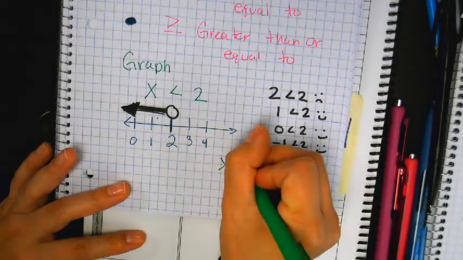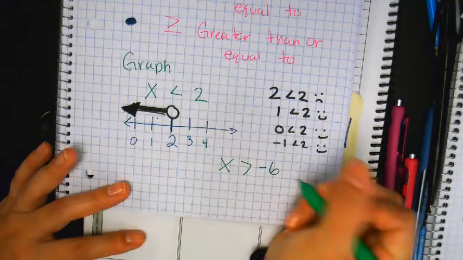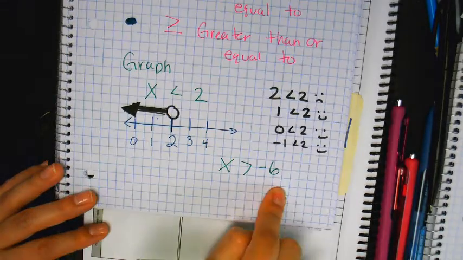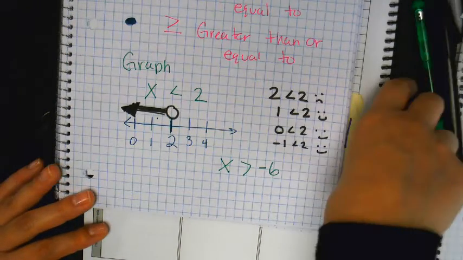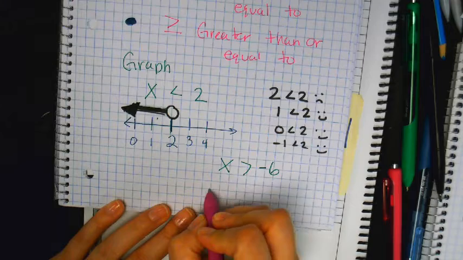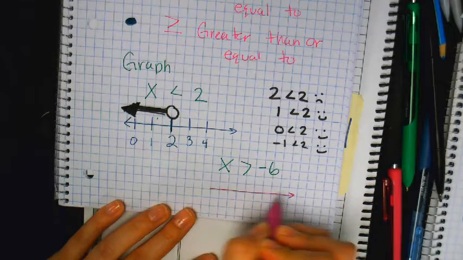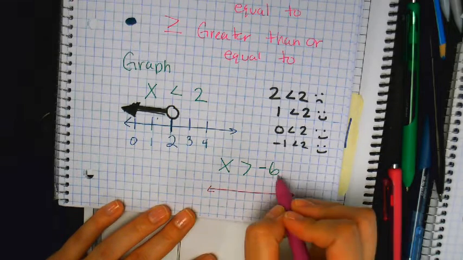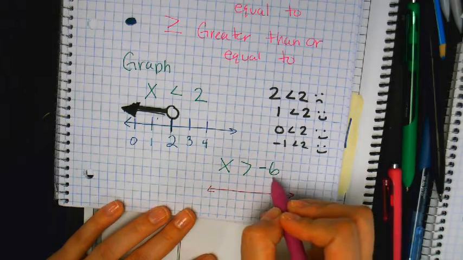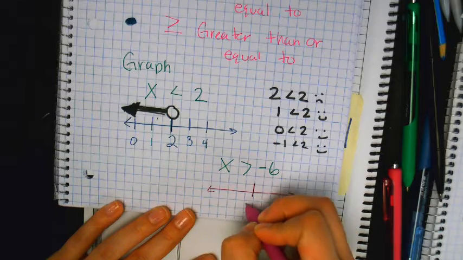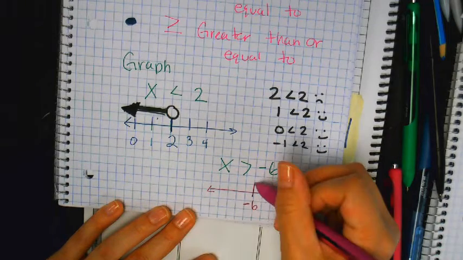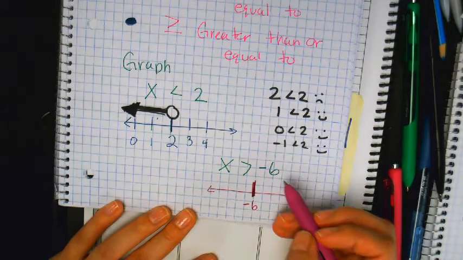X is greater than negative 6. So the first thing you do to graph is you draw yourself a little number line. And you put this number, whatever this number is, right in the middle. So when you're graphing for me, I want this number in the middle.